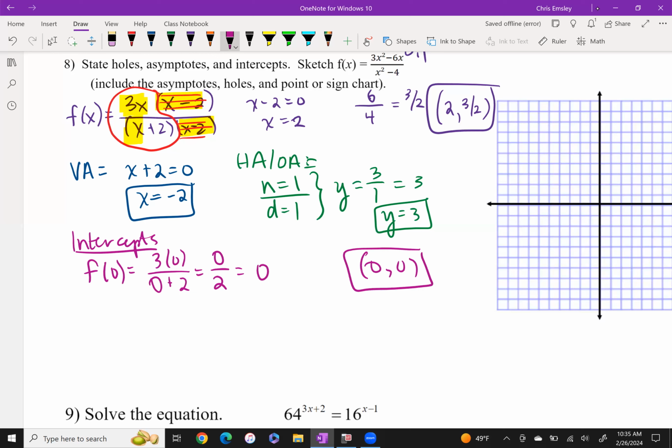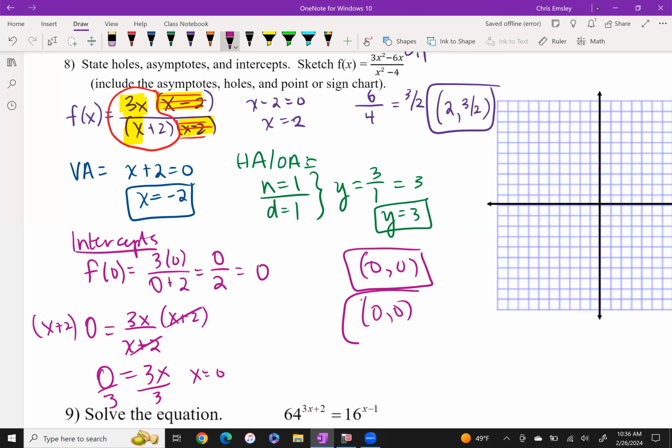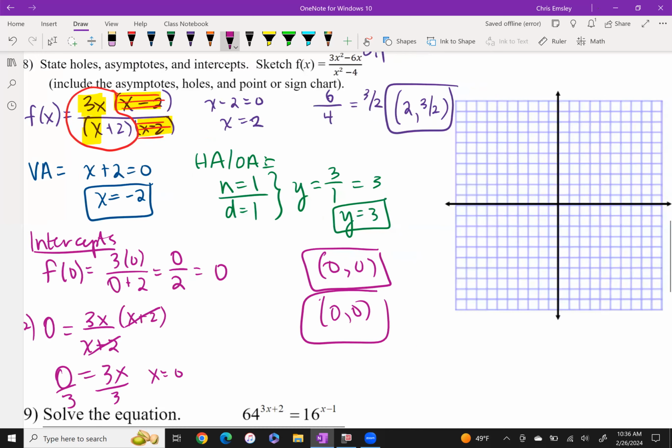And then our x-intercepts happen when we set our function equal to 0, y equals 0. Multiply both sides by x plus 2. On the left, x plus 2 times 0 is still 0. On the right, we get canceling. Divide both sides by 3, and we get x equals 0. So that is also our x-intercept. When (0, 0) is one of your points, it is both a y-intercept and an x-intercept.